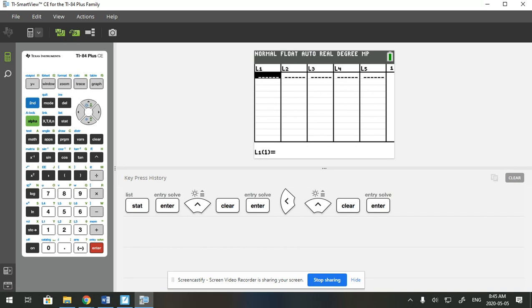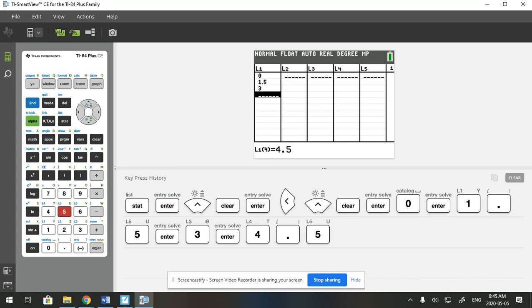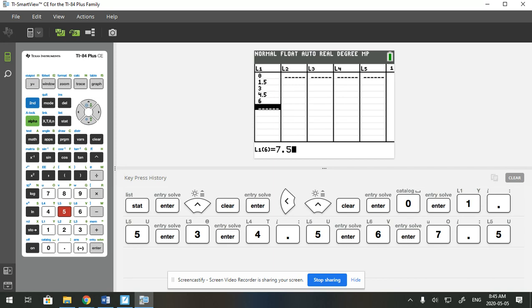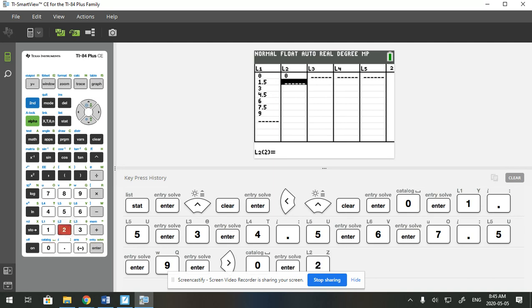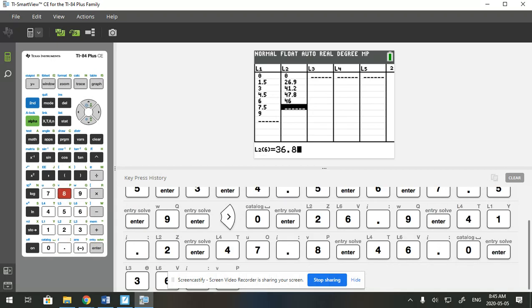And now I can enter in my L1 data. So I have 0, 1.5, 3, 4.5, 6, 7.5, and 9. And then I'm going to go to my list 2, and I'm going to put in the concentration. 0, 26.9, 41.2, 47.8, 46.0, 36.8, and 20.3. Now I've entered it into my calculator.